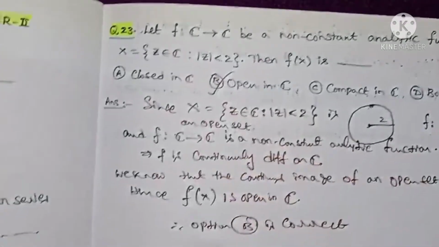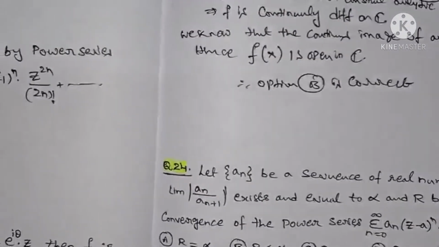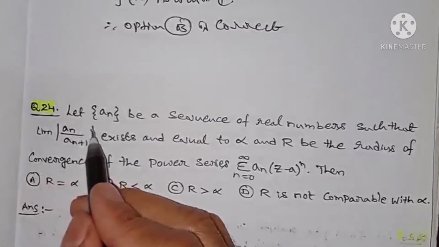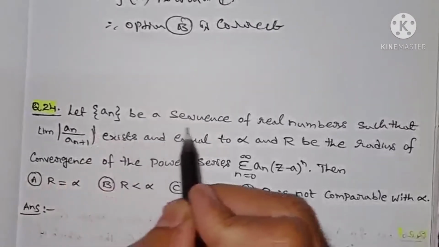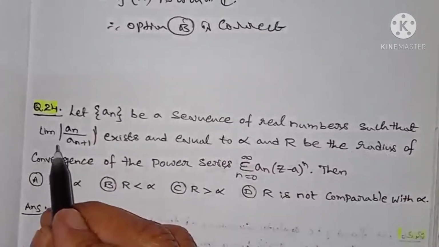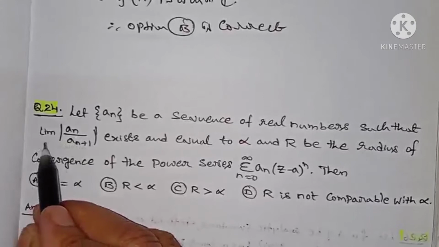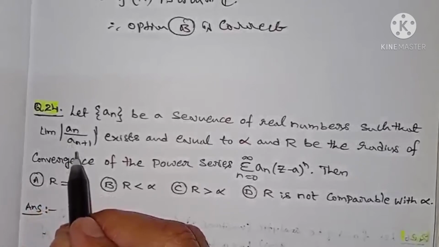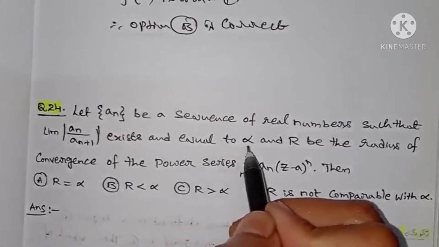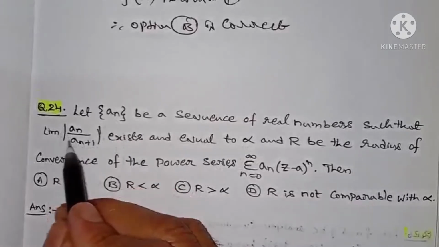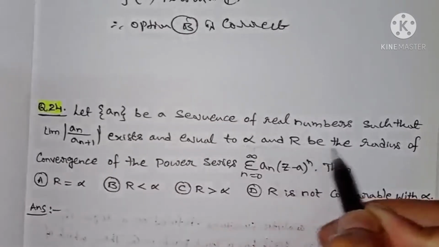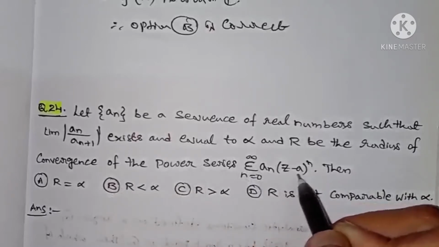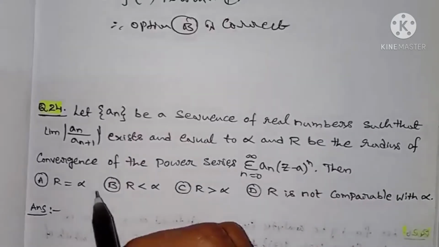Now moving to the next question, that is question number 24. So here the question is: let a_n be a sequence of real numbers such that limit as n tends to infinity of modulus of a_n by a_{n+1} exists and equals alpha. That means this limit of the sequence exists and it is equal to alpha, and R be the radius of convergence of the power series summation n equal to 0 to infinity a_n into (z minus a) whole power n. Then we have four options.